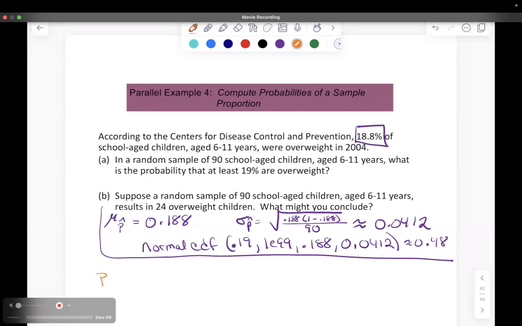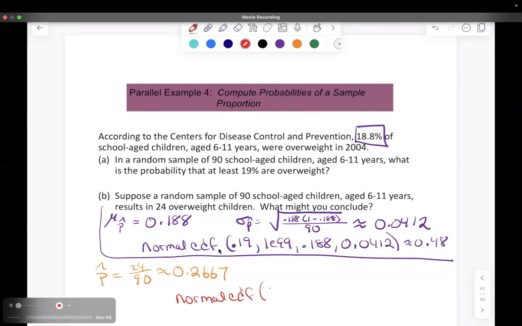So, I need to know that p hat. That p hat is approximately 0.2667. Now I'm going to show you that you can put fractions in your calculator. But first, I'm going to do normal CDF. What is the probability of 24 or more kids? Because this number is larger than the 18.8%, I'm going to say greater than. We always do that. If this number was significantly smaller than the 18.8, I would say less than, but I'm going to do greater than.